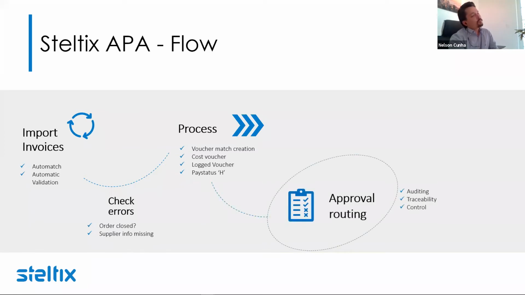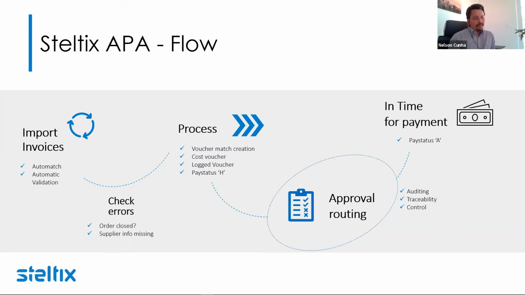Once you process, it will trigger then the approval routing. Okay, so you can have multiple ways of approving, multiple approvers as well. All the interactions between user and approver are registered in the system, so we have auditing, traceability, and control. And hopefully, after the approval is done, and the approver signs off the voucher, you can have finally the voucher in time for payment. Okay.